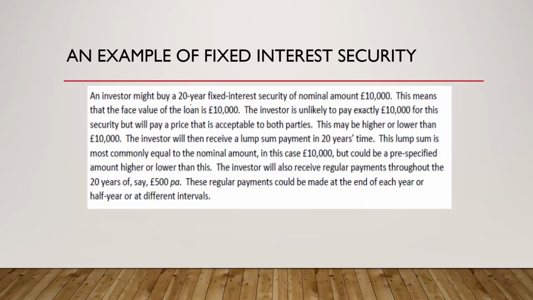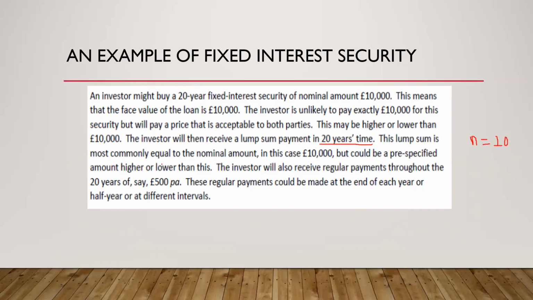An investor might buy a 20-year fixed interest security of nominal amount, or the par amount, of 10,000 GBP. This means that the face value of the loan is 10,000. The investor is unlikely to pay exactly 10,000 for this security, but will pay a price that is acceptable to both parties. This may be higher or lower than 10,000. The investor will then receive a lump sum payment in 20 years' time. So note one thing, the duration of the fixed interest security in this case is 20 years. So n is equal to 20, that is, n is the number of years, which is 20.